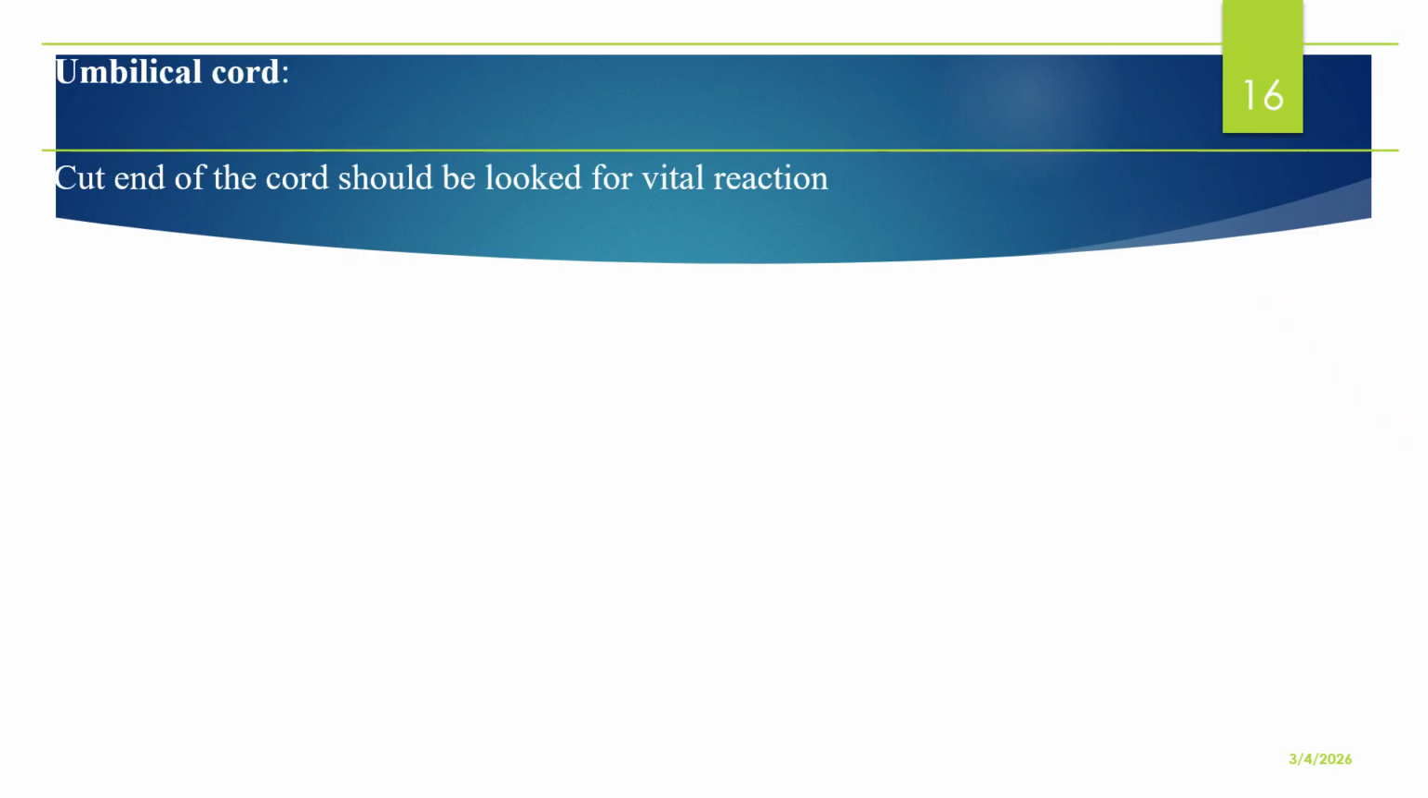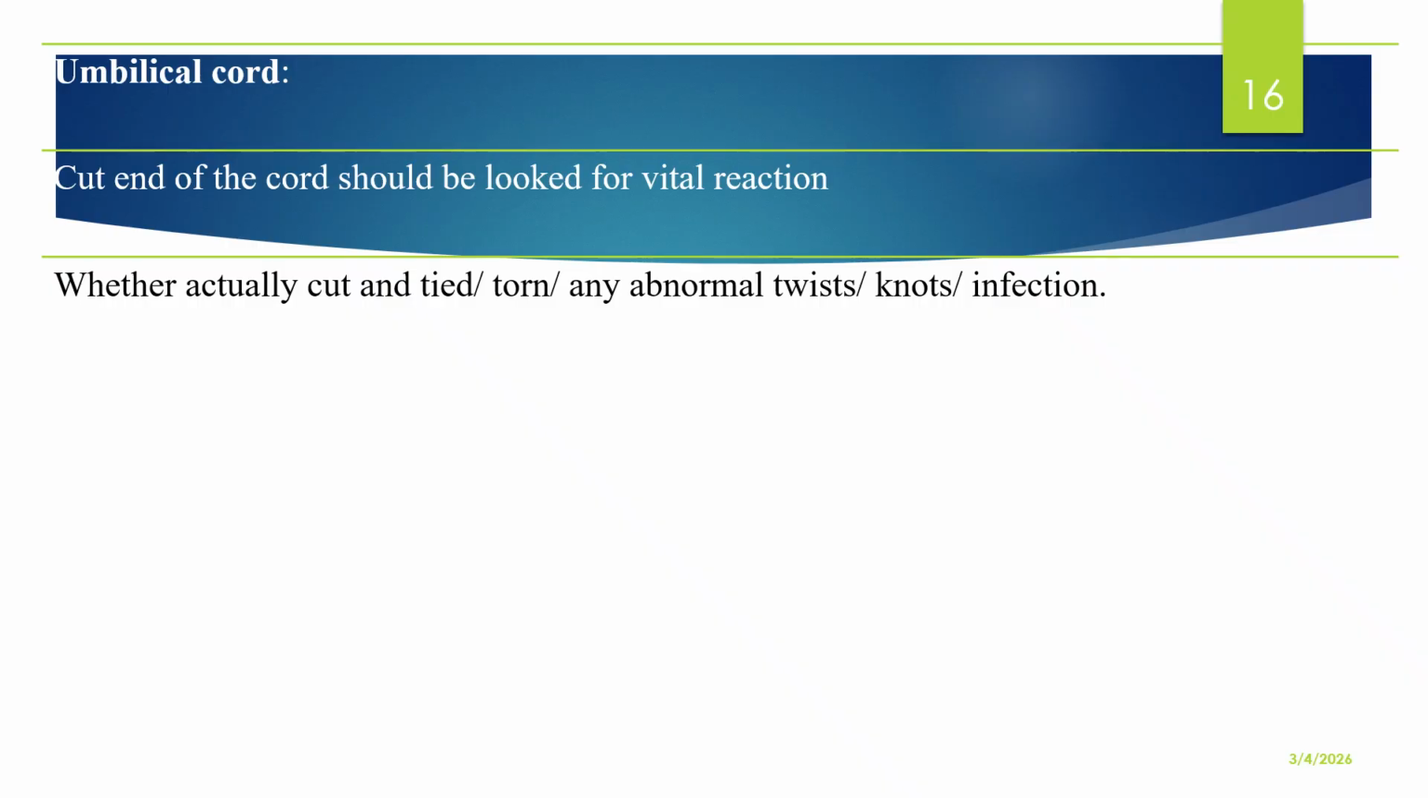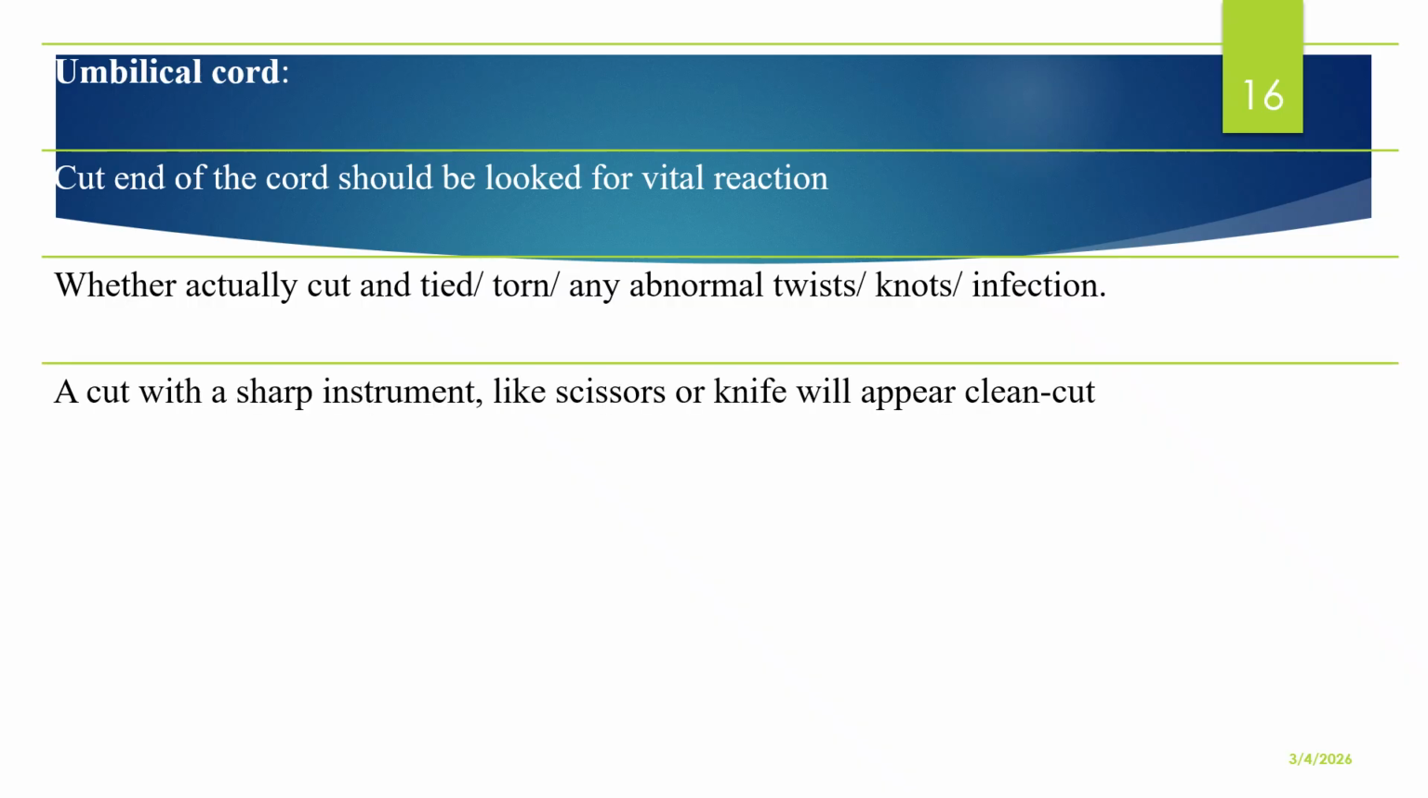Now we have umbilical cord. So how do we proceed with examination? The cut end of the cord should be looked for vital reactions. Then whether it was actually cut or torn, or any abnormal twist and knots or any infection has to be noted down.